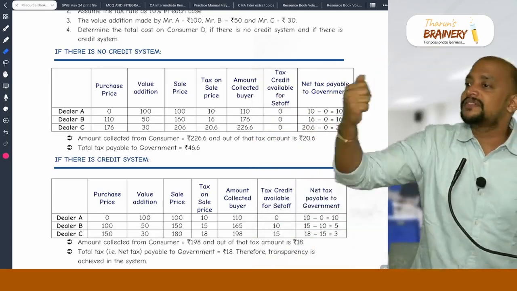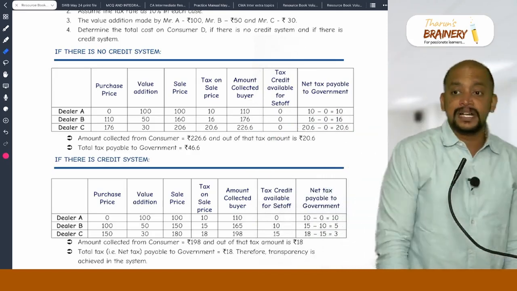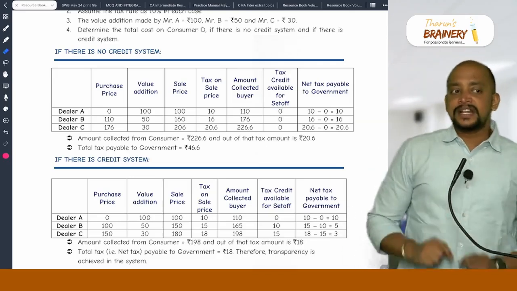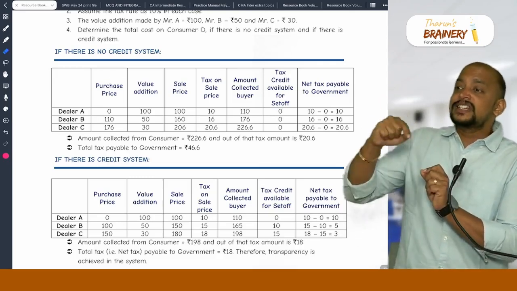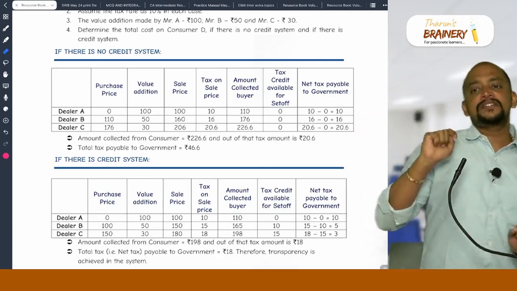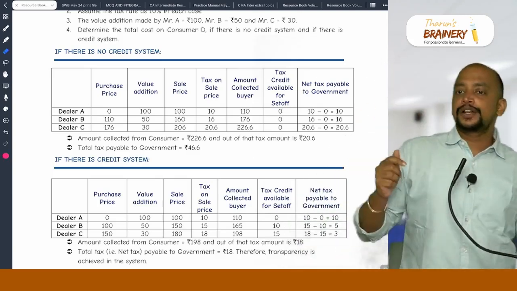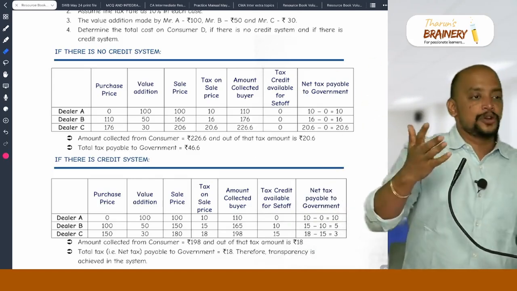By charging 176, what has happened? His profit margin will increase. How does his profit margin increase? Just look at the third table. 176 is collected from dealer C, and in that GST is inclusive, 10%. So 176 into 10 by 110. Why 10 by 110? Because it is inclusive of GST. So 176 into 10% divided by 110 is 16 rupees.